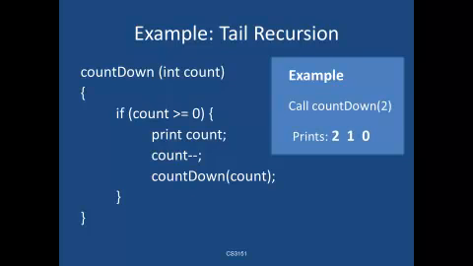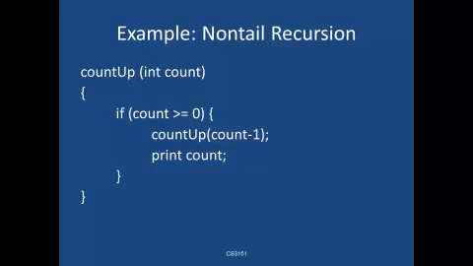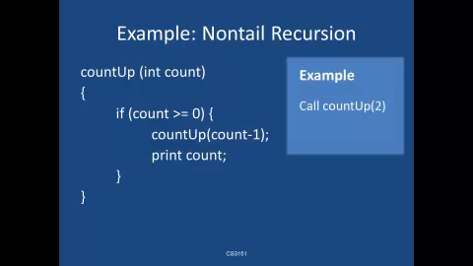We use the method countup as a second example. Here the recursive call is made at the beginning, before count is printed. This form of recursion is called non-tail recursion. So first, the numbers 0 to count minus 1 are printed in the recursive call, and then finally count is printed. For example, the call to countup 2 prints the numbers 0, 1, 2.